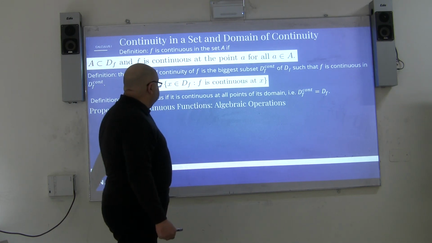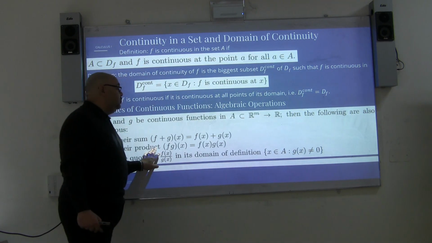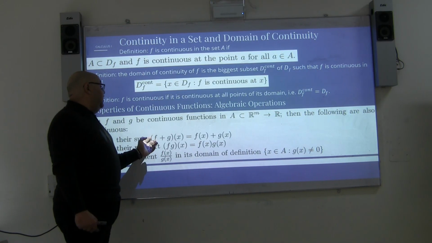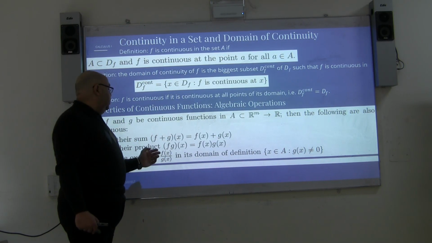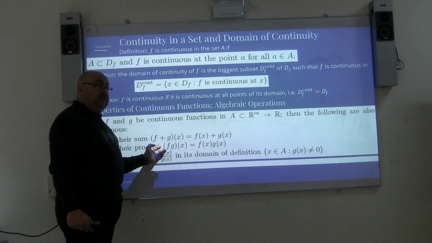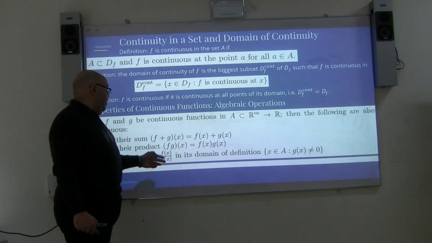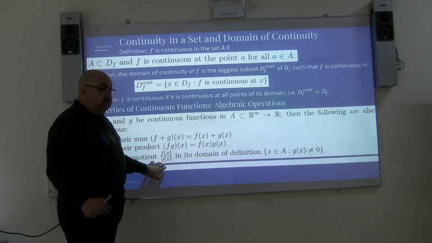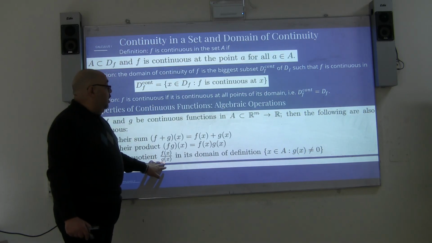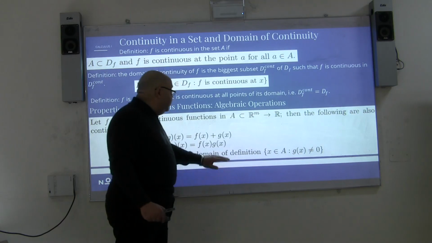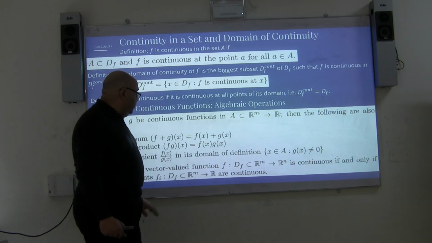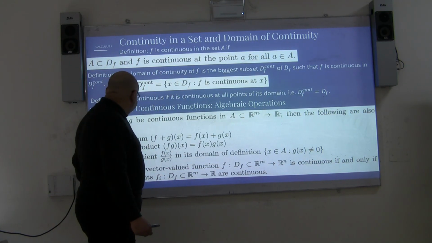The properties of continuous functions, these are the properties of continuous functions. They can be added together, the result will be a continuous function. If you have two functions multiplied by each other, it's going to be continuous. If you have f of x over g of x, and g of x doesn't equal 0, then it will also be defined and it will be continuous.